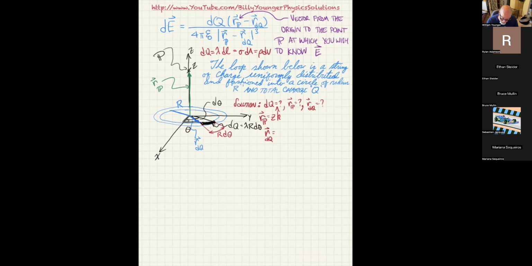Now that I've said that, could anybody possibly tell me what is the X component of r dq? Is it like R cosine theta? Exactly. Good job. So r cosine theta i hat plus r sine theta j hat.